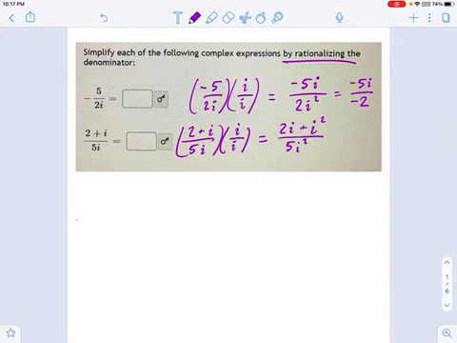5i squared. Well, the i squareds go away. Those are just negative 1s. So this becomes 2i minus 1 on top and negative 5 on bottom. And you can simplify this if you want, but this is the important part. We've gotten rid of the i on the denominator. This is now considered rationalized.